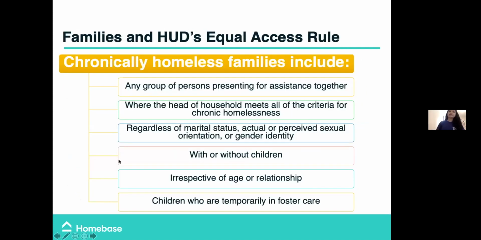In accordance to HUD's equal access rule, a chronically homeless family is any group of persons presenting for assistance together. This is regardless of marital status, actual or perceived sexual orientation or gender identity. It's regardless of whether they have children or not, and irrespective of age or relationship. And children who are temporarily in foster care are included in the family. I will note that programs can limit to households with children, however.